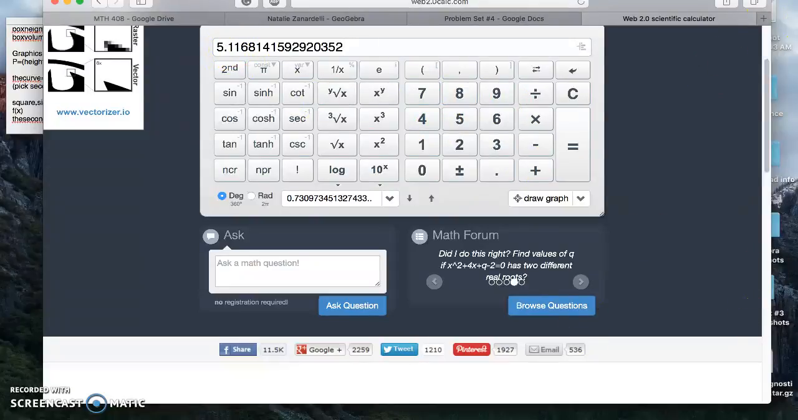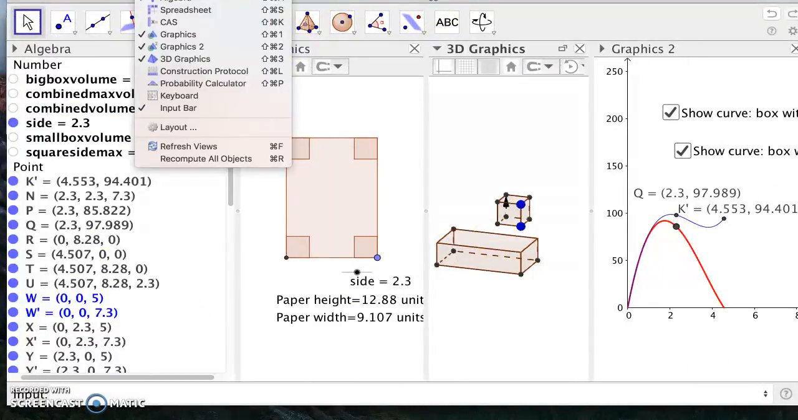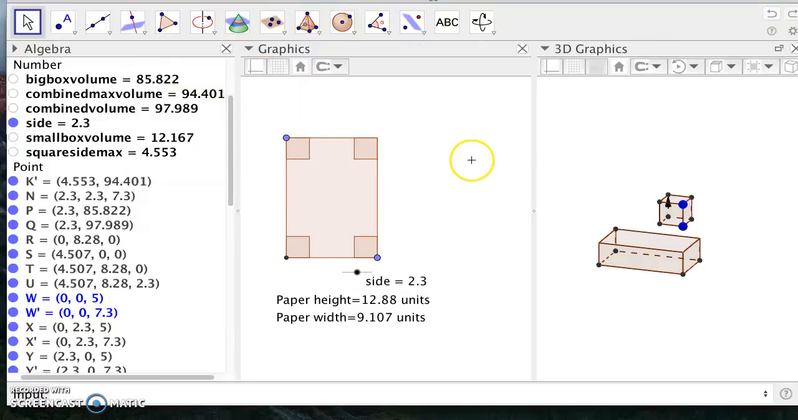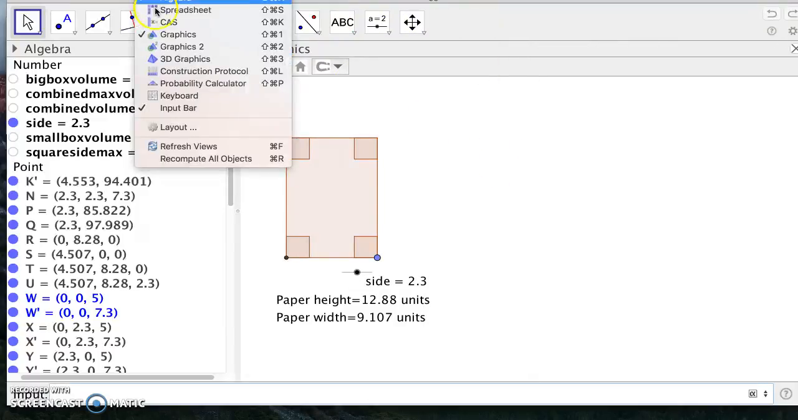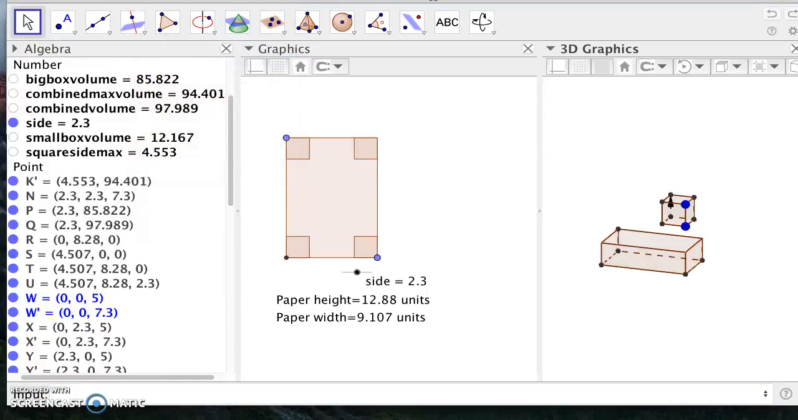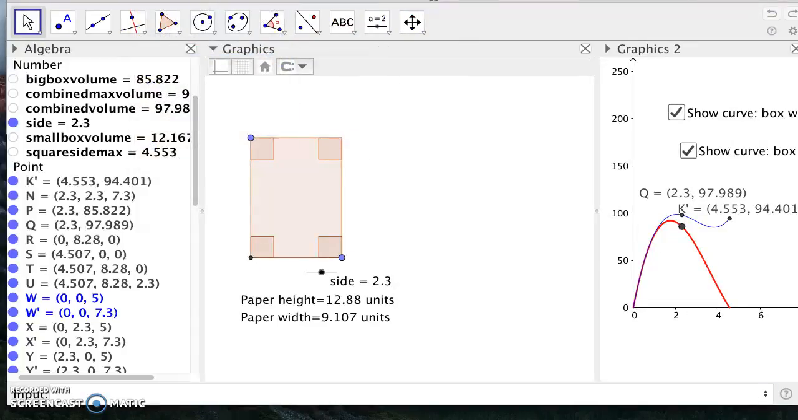So if we go to GeoGebra, here I'm going to move this graphic out of the way because we won't have to see that one. No, I'm going to need that one. There we go. Okay.